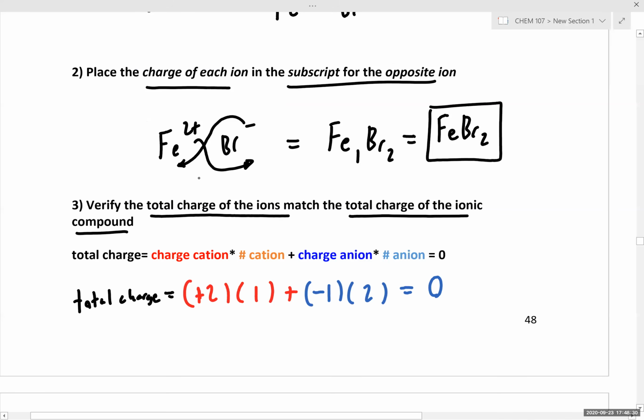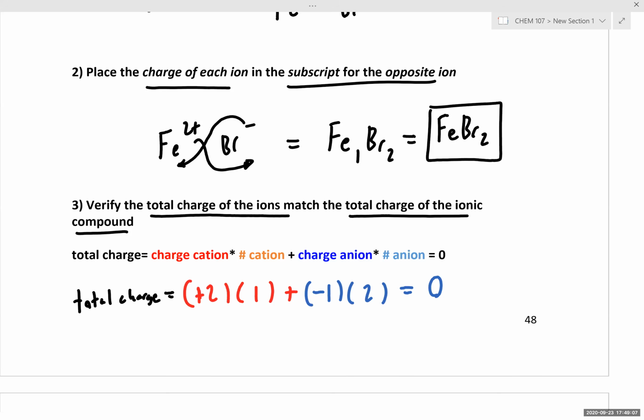Does this example make sense to everyone? Yes, and that's to the iron and bromine, right up there? Okay. Yeah. So our total charge equals 0 by adding up the charge of iron and bromine times the number of atoms in our final formula. So as we see, our total charge does equal 0 as expected.